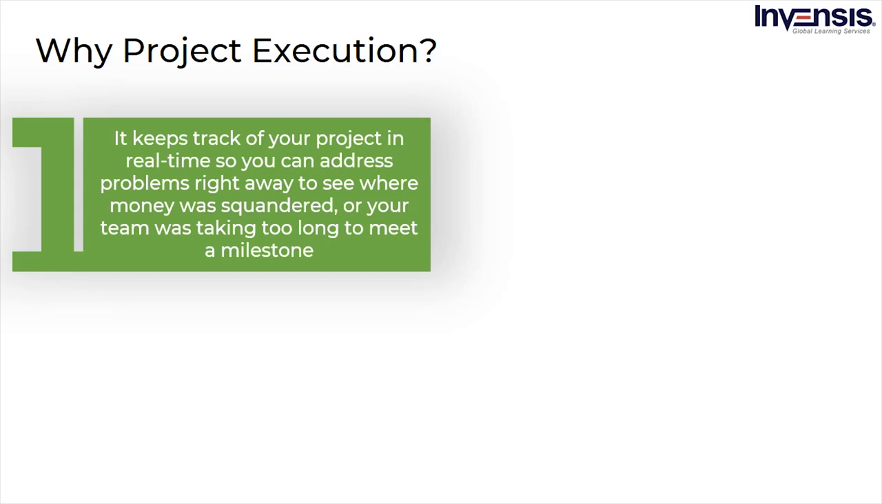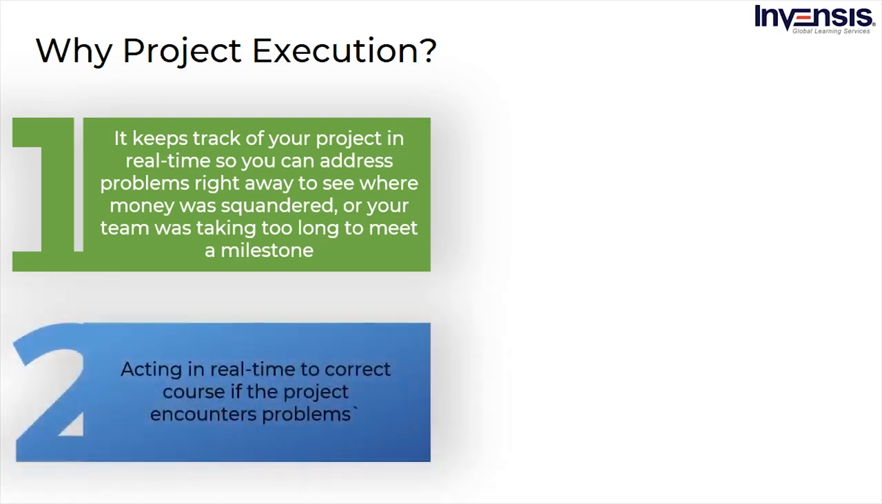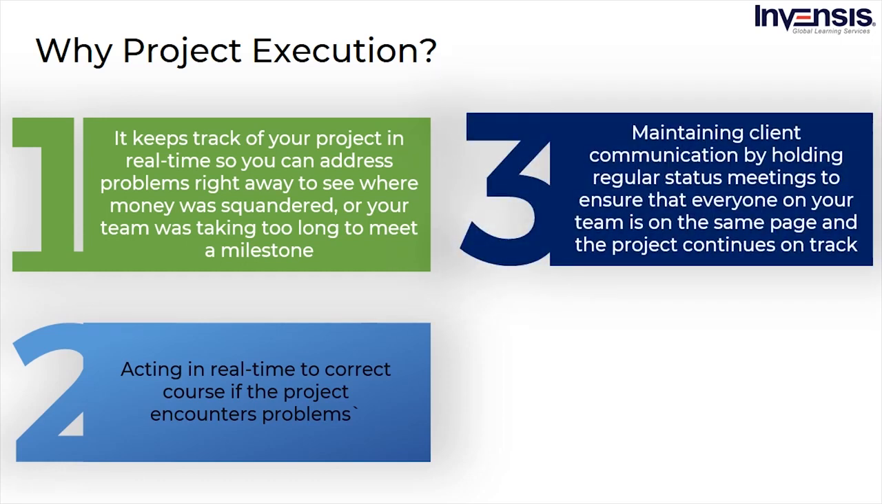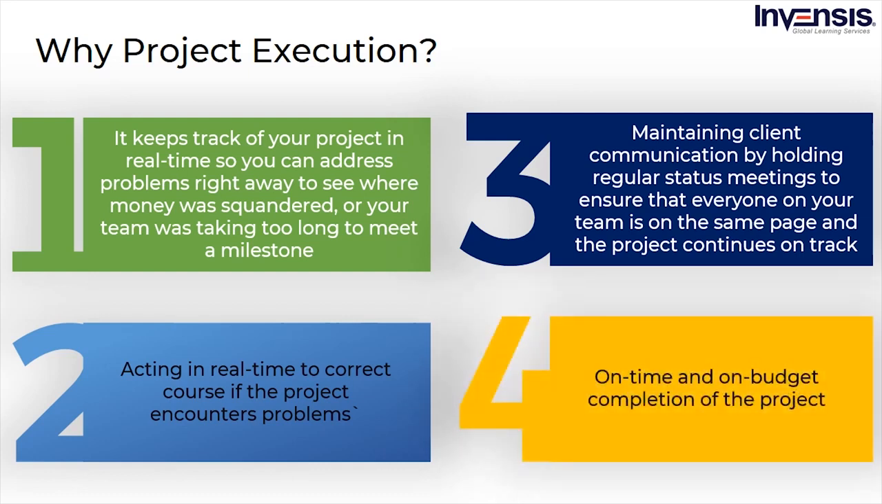The goal of the project execution phase is the same whether the project your team is working on is scheduled to last 2 weeks or 2 months. Executing the project's scope of work. Organizing the work of the team. Acting in real time to correct course if the project encounters problems. Budgeting and cost control. Maintaining client communication by holding regular status meetings to ensure that everyone on your team is on the same page and the project continues on track. On time and on budget completion of the project.